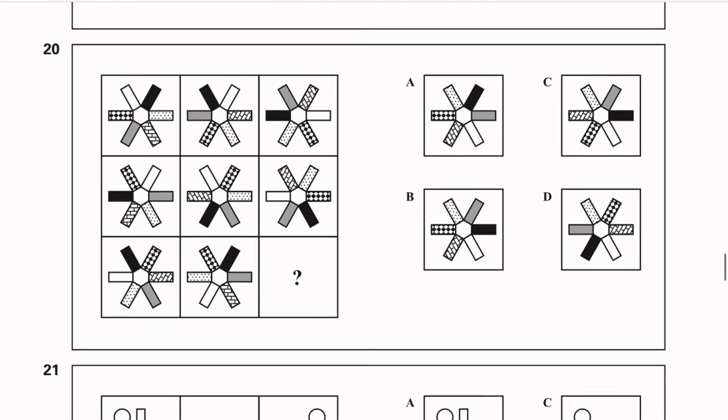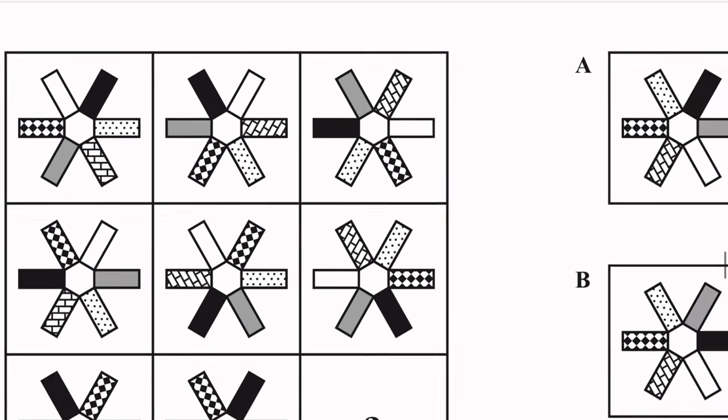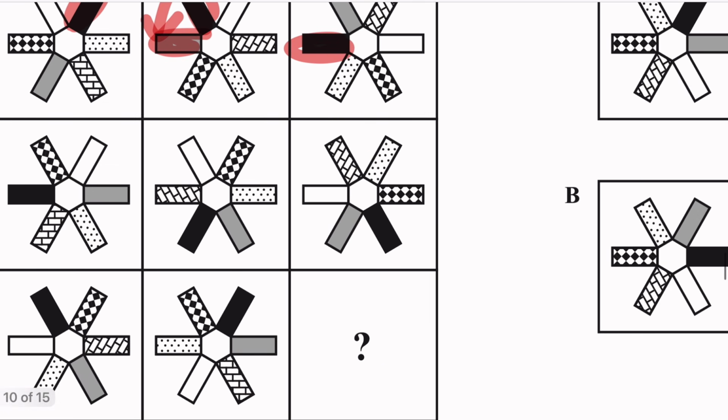Question 20 involves our normal matrices. So basically, we have to look at either columns or rows or different squares, and how they relate to each other. Here, I think looking at rows is better because you can easily see there is some change from each shape in each row. This black arm moves anti-clockwise 1. Then it moves anti-clockwise 1 again. And then it does the same thing over here. It starts off here, then it moves 1 anti-clockwise.